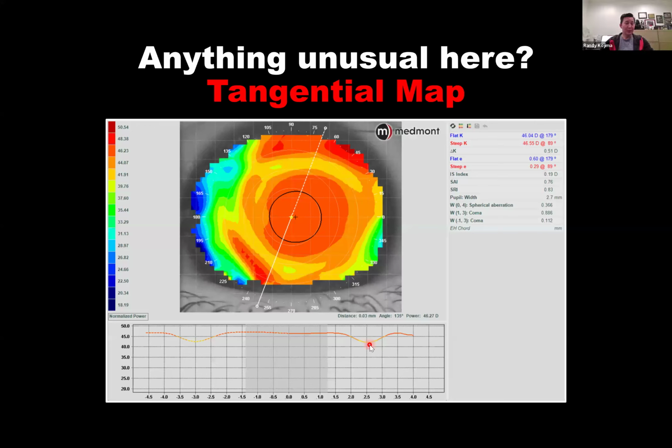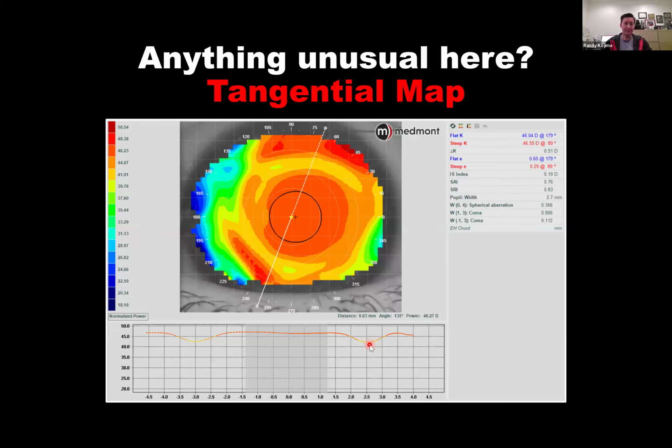Imagine if this was a patient that was thinking about refractive surgery. Now is not the time to perform the surgery. We need to take this patient out of contact lens wear and allow the eye to take its normal prolate shape.